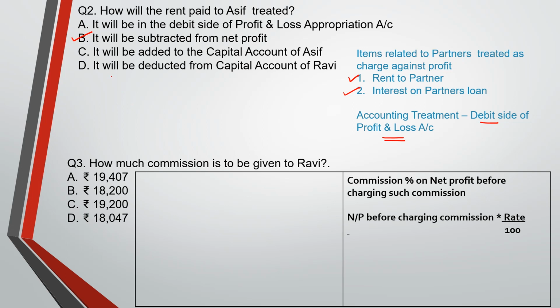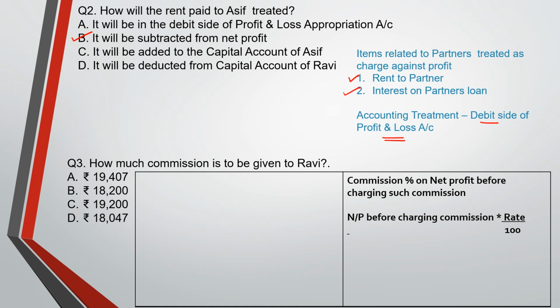So, go further and see. It will be added to the capital account of Asif? No. And will be deducted from capital account of Ravi? No. I'm asking you to read all the four options because sometimes the C option also might be correct and in the D they might give both B and C. So always read all the four options before taking it. So here the rent which is paid to Asif is treated in this manner that it will be deducted from net profit. So hope that is clear.